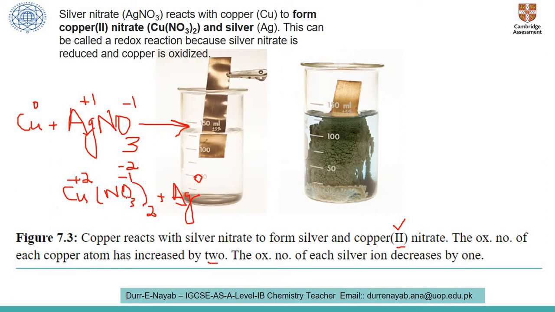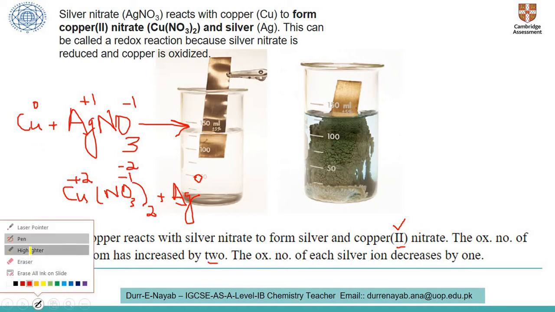By 2. But the oxidation number of each silver, you can see, that has decreased by 1, from 1 to 0. In the oxidation number concept, it decreases from 1 to 0, but in other terminologies we can say there is a gain of electron by the silver atom from the copper.